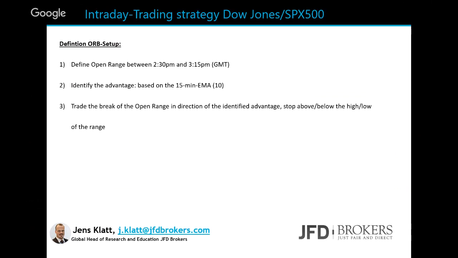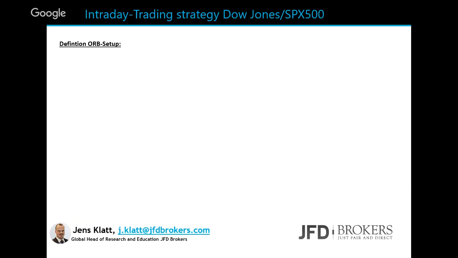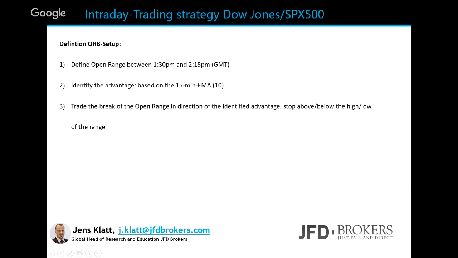So, definition of the open range breakout setup. First we define the open range. In this case, I have to change this, because now we have summertime in Germany. So what we need to do is 1:30 to 2:15 and adapt it accordingly in something like 6 months from now, when we go back to winter time. If we bring back the time here, for example in Germany, 1 hour back, then we're back again at 2:30. But in this case, it's 1:30 p.m. to 2:15 p.m. GMT. This is the open range, which we have to define.